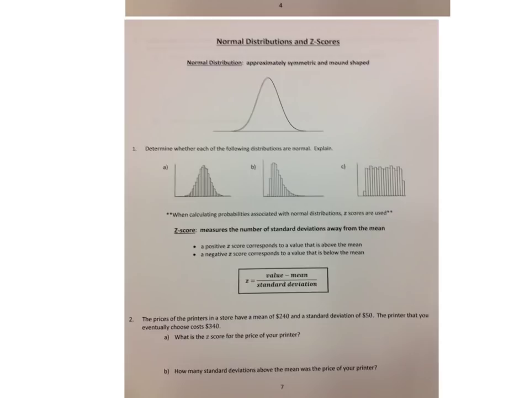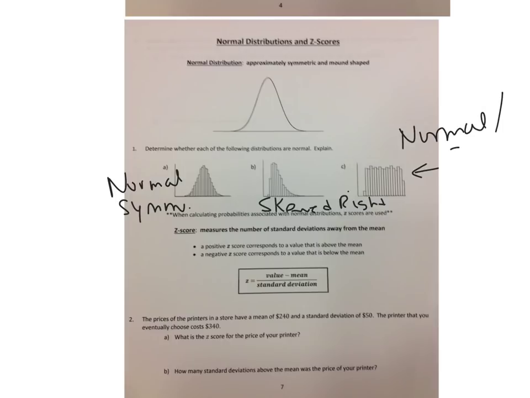Okay? So take a few minutes and look at the first question, number 1, and write down what type of distributions letters A, B, and C are. So letter A, I would say this is a normal distribution. It's symmetric. Okay. Letter B, this would be a distribution that's skewed right. And this one here has your mound shape, so it's also a normal distribution, symmetrical.